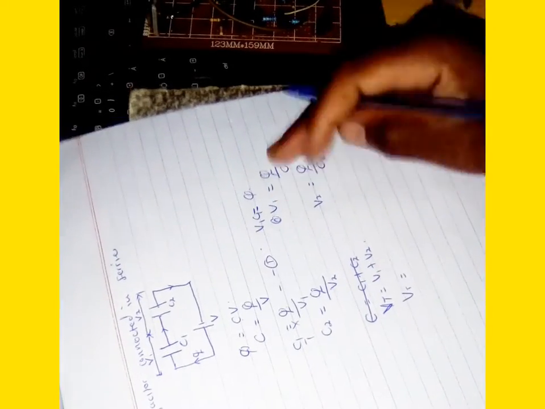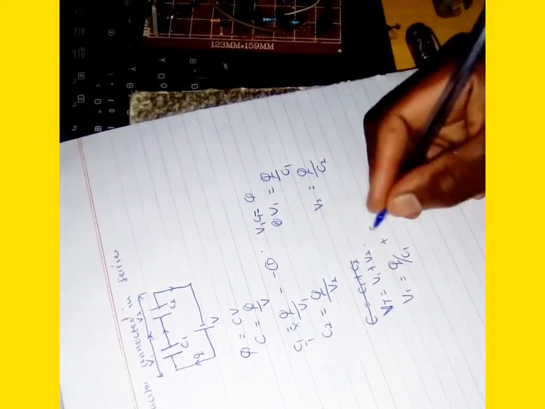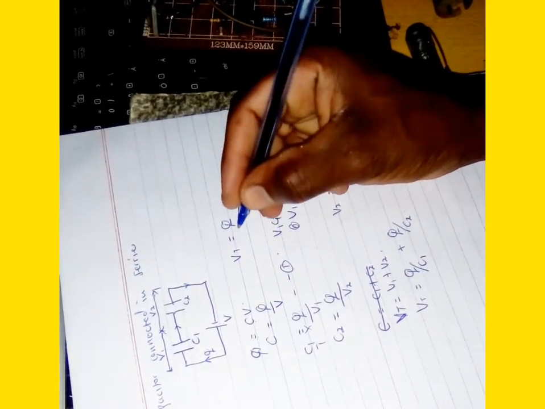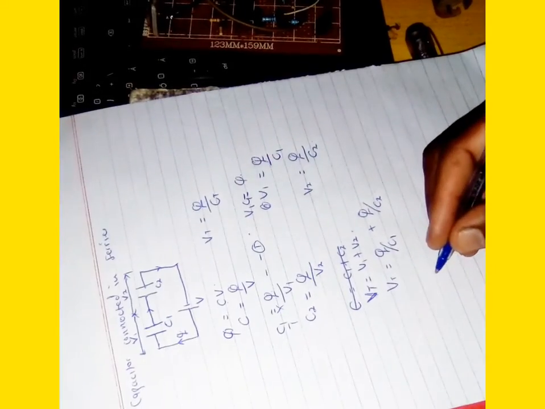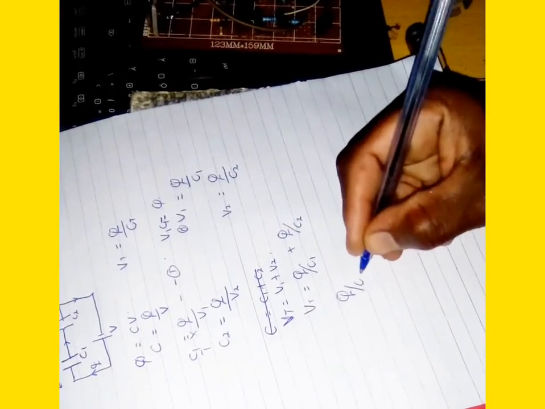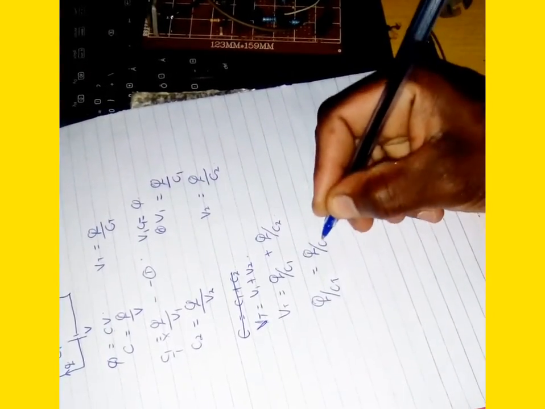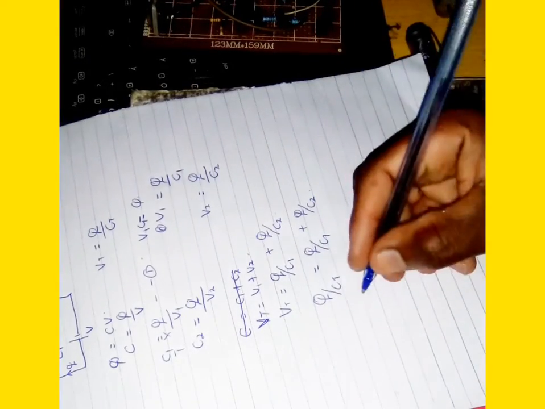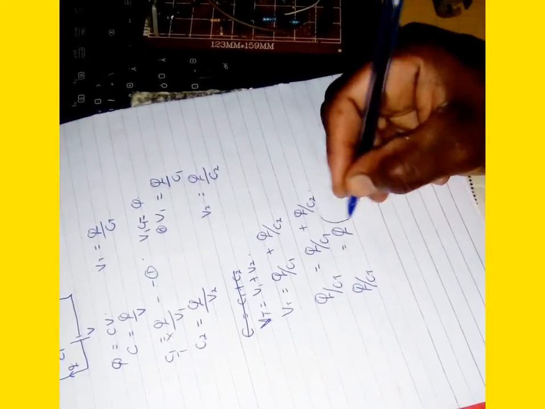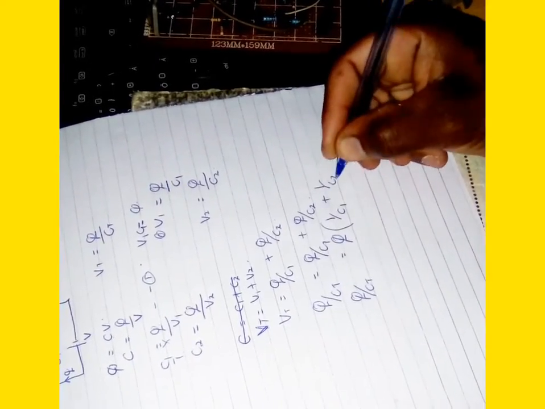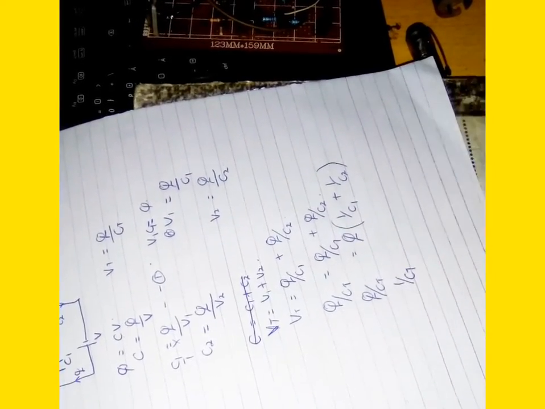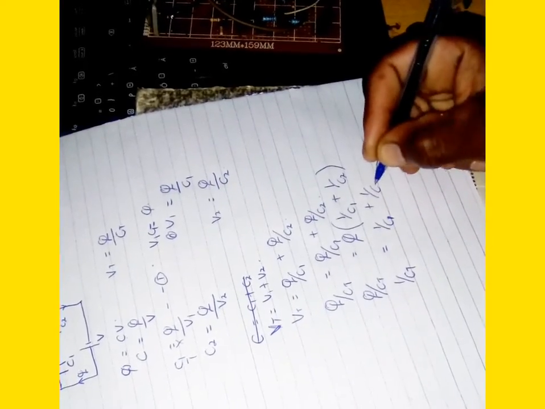So our total voltage V total becomes V1 plus V2. Our V1 is charge over capacitor 1 plus charge over capacitor 2. But our V total is the same thing as charge over capacitance total. Now charge over capacitance total, our V total, equals charge over capacitor 1 plus charge over capacitor 2. What is common in this equation is charge. So we pull out charge, and we remain with 1 over C1 plus 1 over C2. Now when we collect like terms, charge goes off with charge, so we remain with 1 over capacitor total equaling 1 over capacitor 1 plus 1 over capacitor 2.